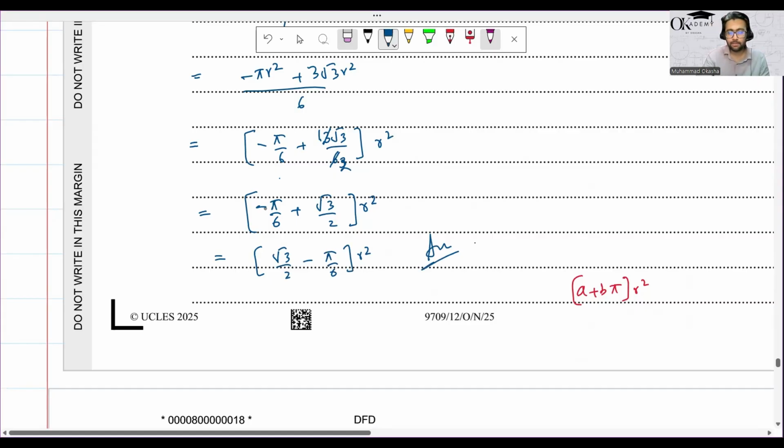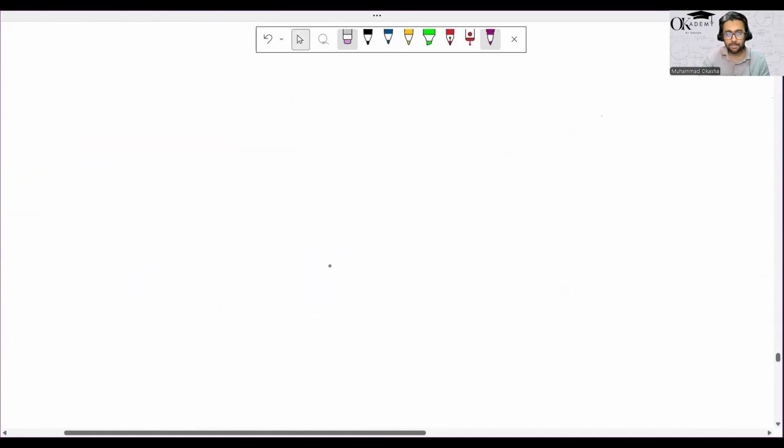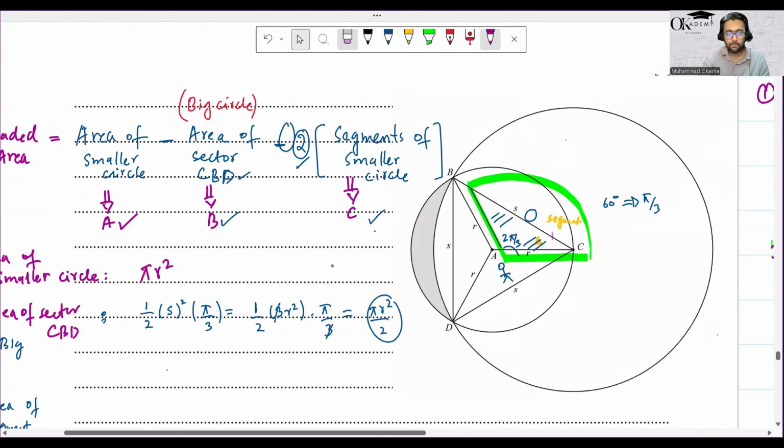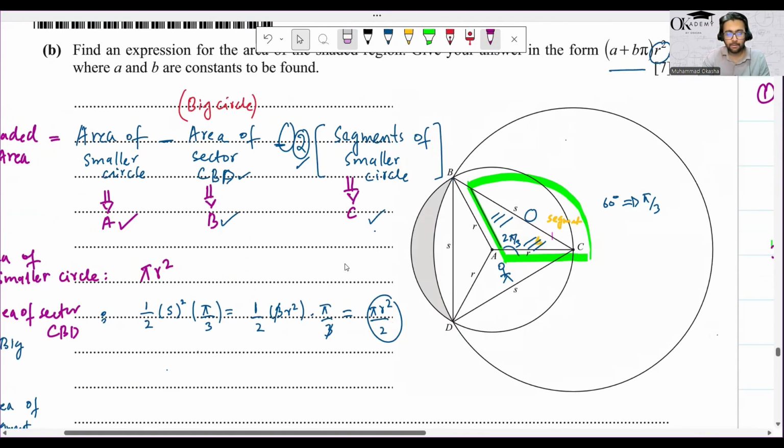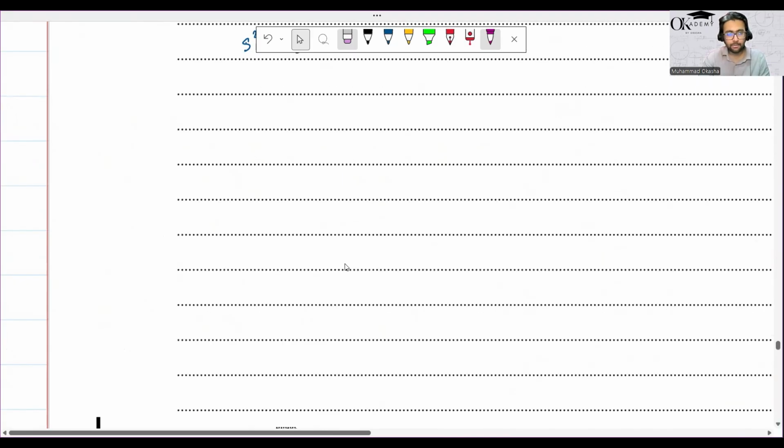Okay, so that was all of this paper. I know the last question was a bit daunting, but if you carefully look at its parts, and if you do it step by step, it's not going to be that bad.